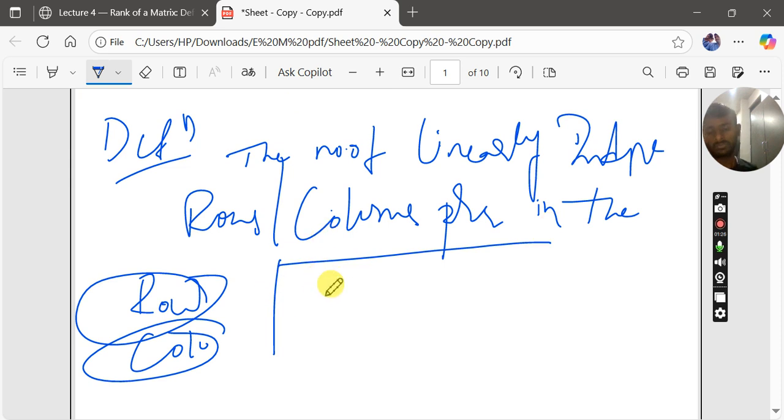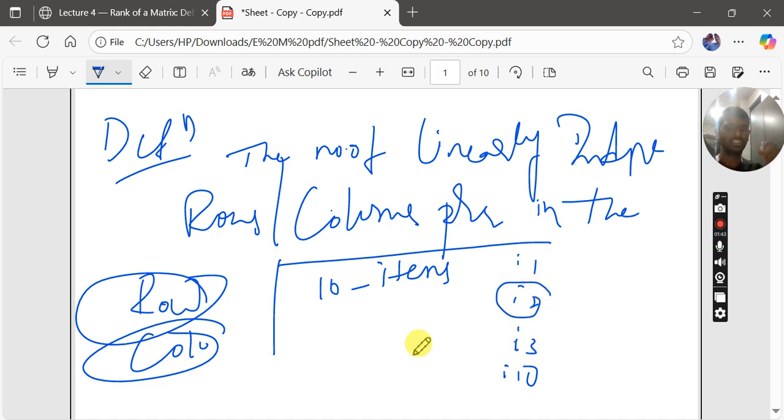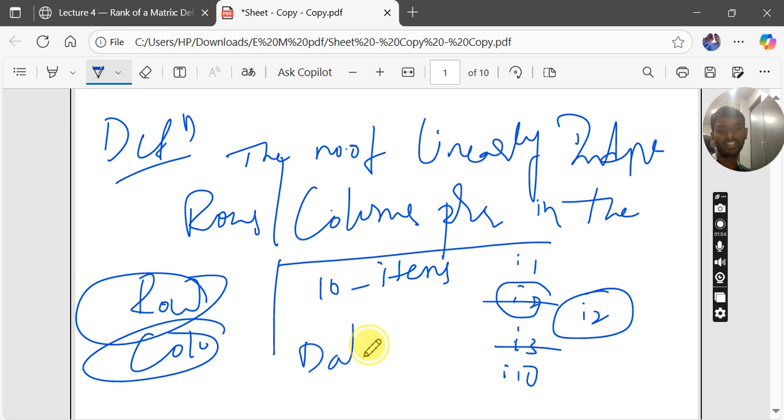For example, you are having 10 items, item 1 to item 10. Let's say item 3 is dependent on item 2. In that case, you can eliminate either item 3 or item 2, so it will reduce the data dimension. That's what the rank concept says. It is useful for data reduction, to reduce the data dimension.